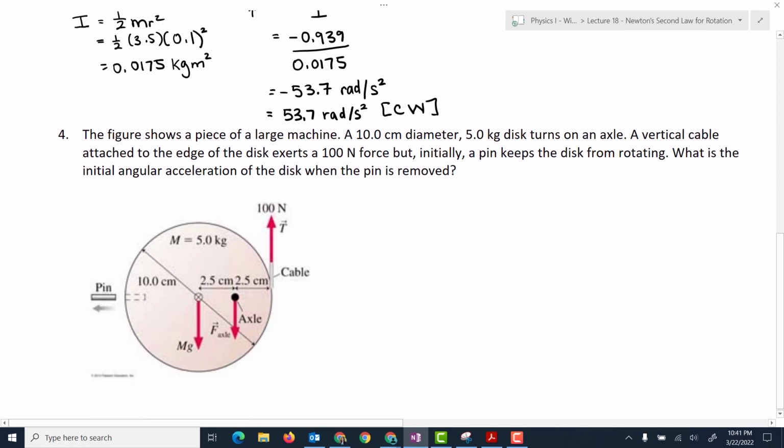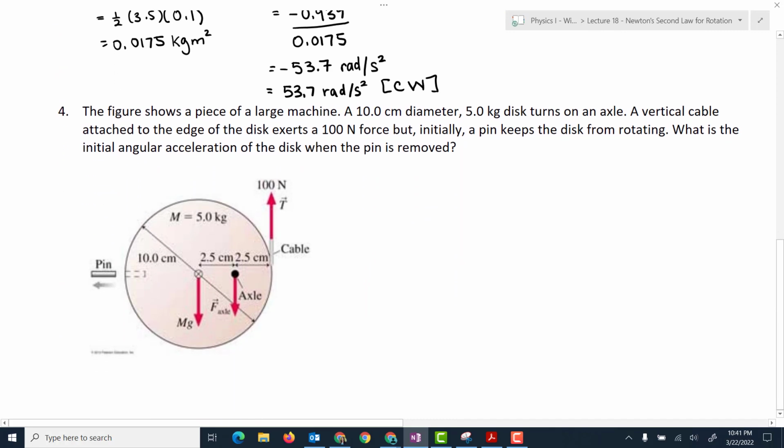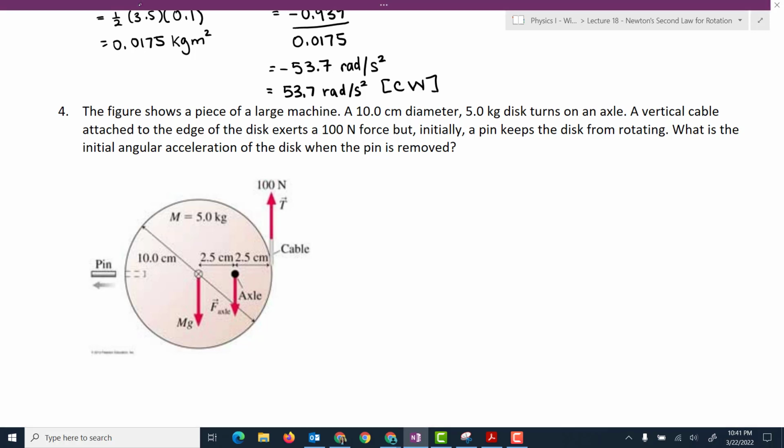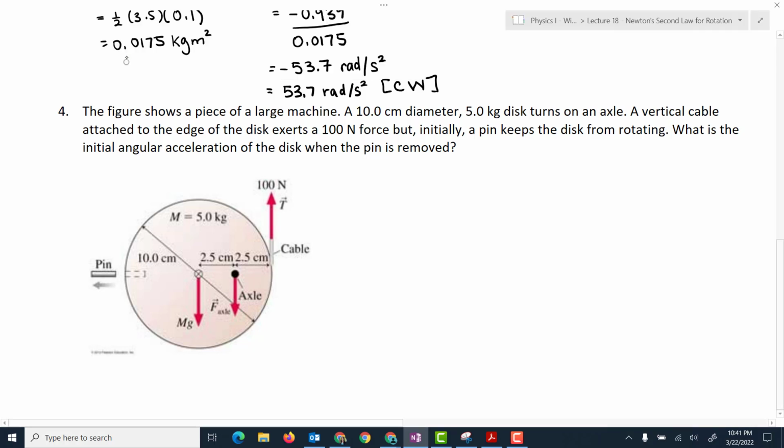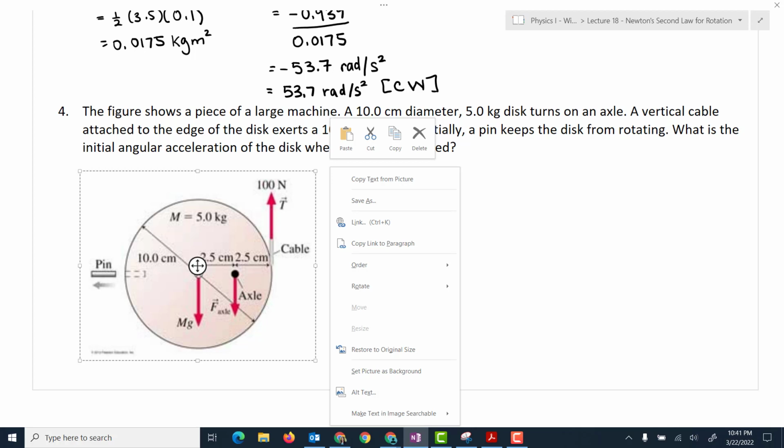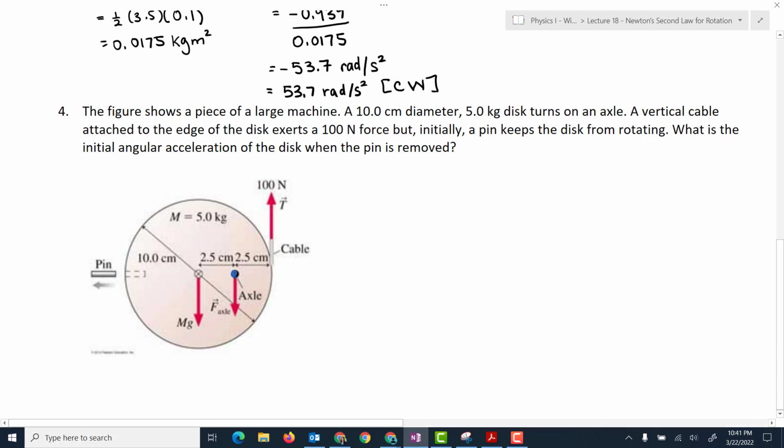All right, question 4. So the figure below shows a piece of a large machine. There's a 10 centimeter diameter, 5 kilogram disc that turns on an axle. Okay, so you can see this is the axle right here. Let me change my color. The axle is right here, right there. Okay, that's the axle. The axle is the axis of rotation. That's where it's rotating about.